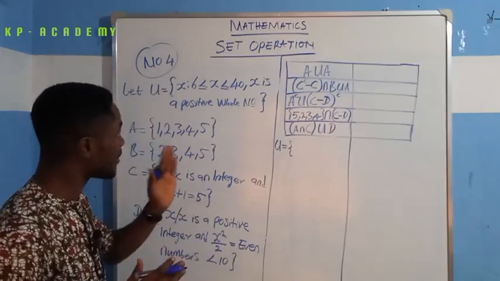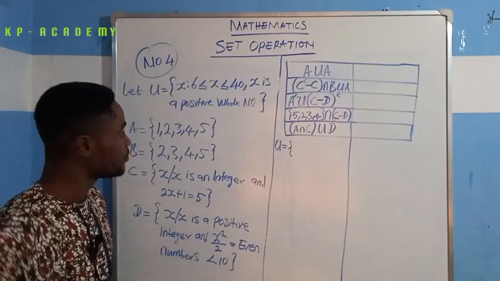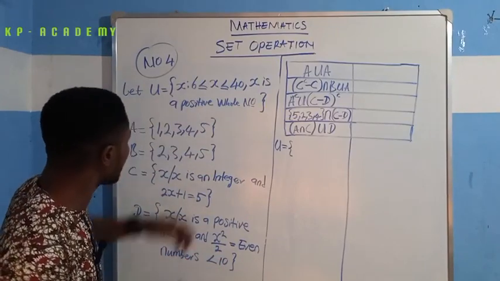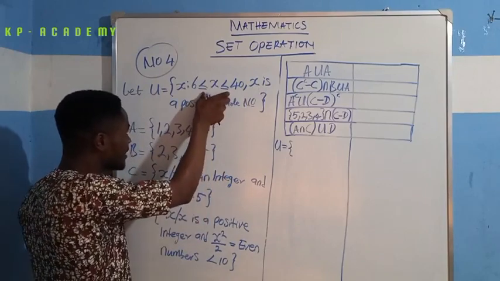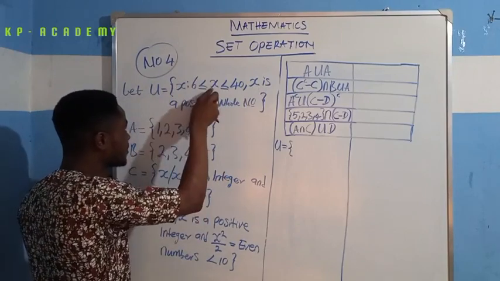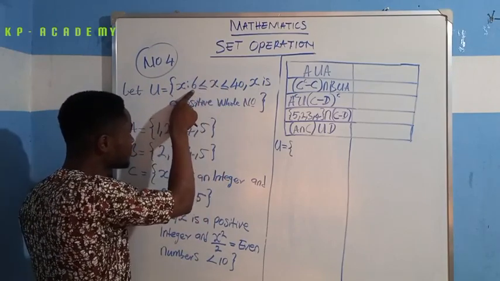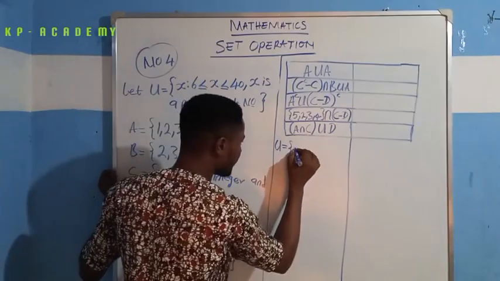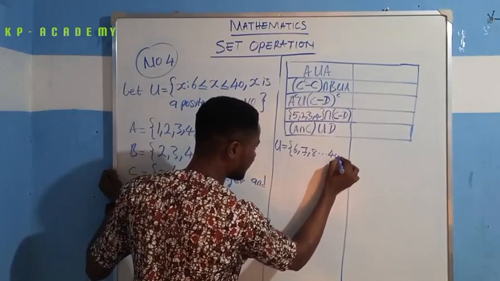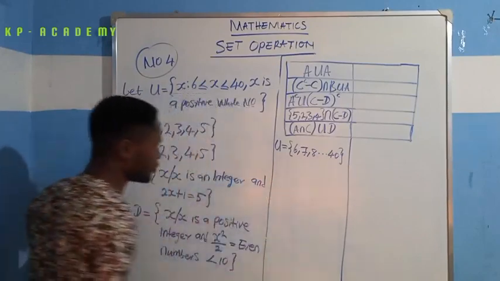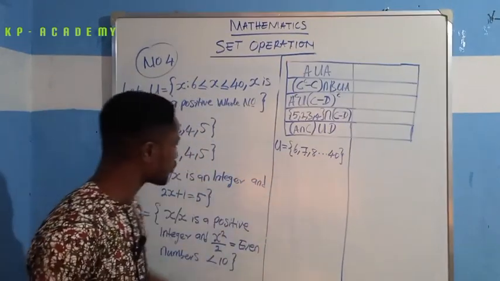So from 0 down to positive infinity. But 0 is not included here because the condition obviously excludes 0. The condition here specifically states that the set, that is whatever X is, ranges from 6 to 40. So we're going to have 6, 7, 8, down to 40. So this is set U. Alright, of course you know what this 3 dot means.